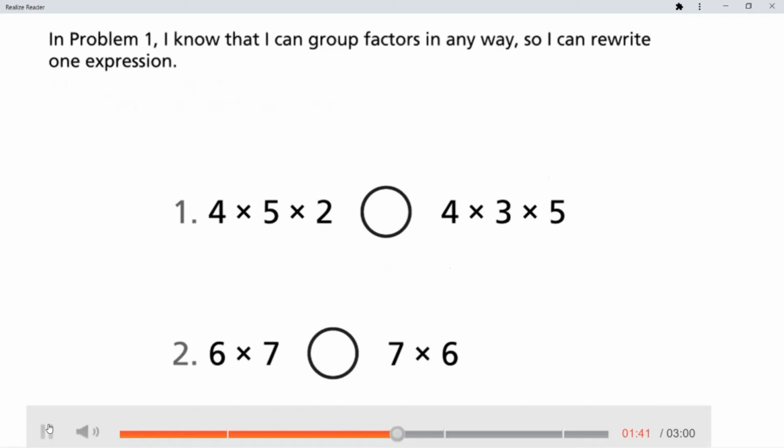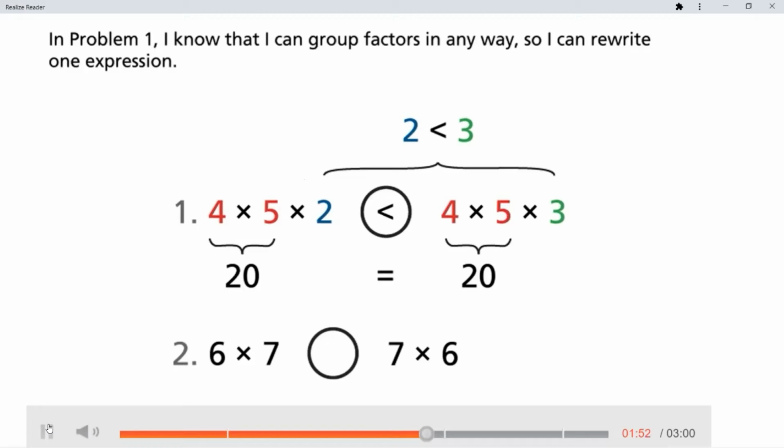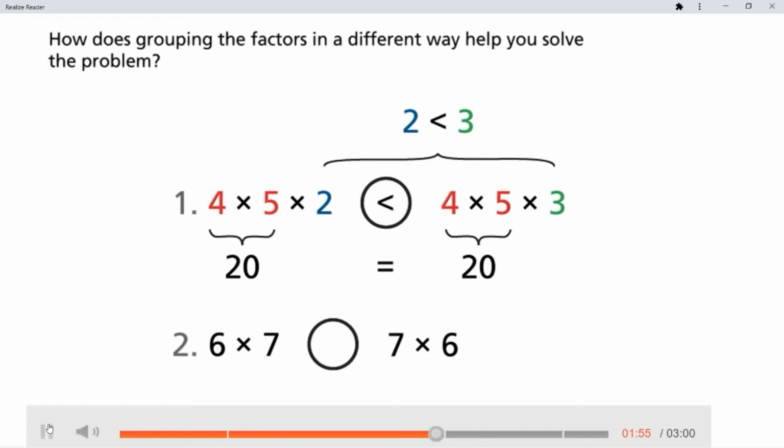In problem 1, I know that I can group factors in any way. So I can rewrite one expression. How does grouping the factors in a different way help you solve the problem? Now notice what they did. Here they used their associative property, right? Because we're working with more than two numbers. They used their associative property to switch up the order of the factors on the right side. So the first one was 4 times 5 times 2. The second one, they rearranged it so it was 4 times 5 times 3.